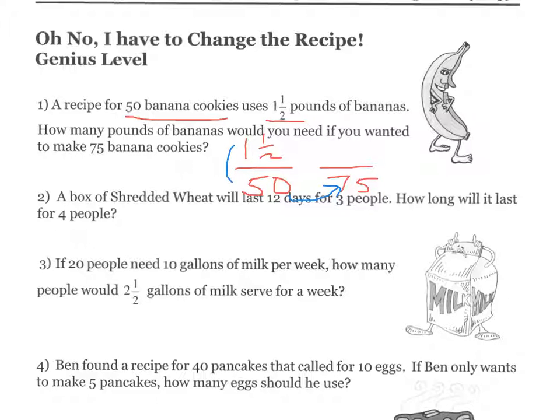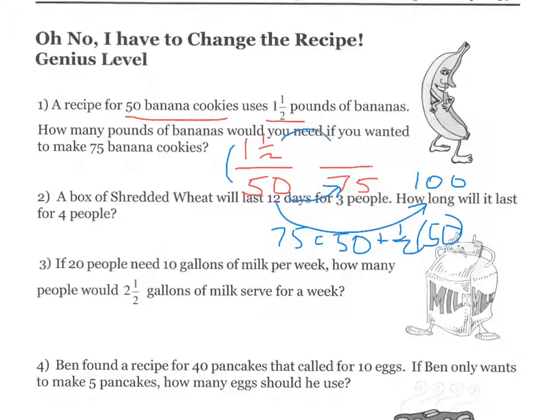Okay? Is it a times 2 relationship? Well, no, that would be 100 would be times 2. So what is it when you go from 50 to 75? Well, 75 equals 50 plus half of 50. So this is a 1.5 times relationship. So we have to do 1.5 times 1.5.